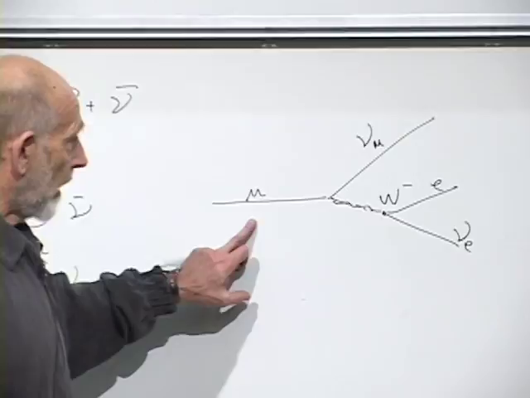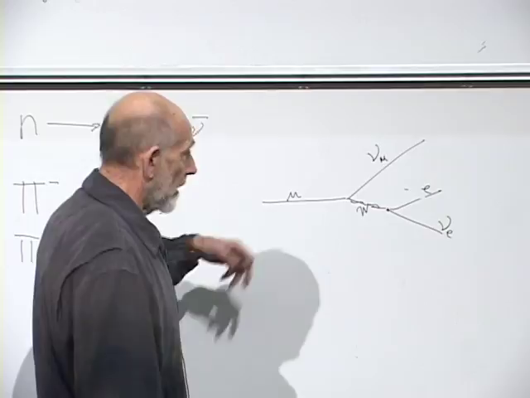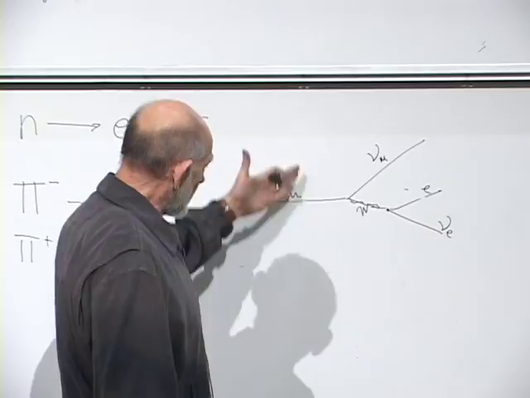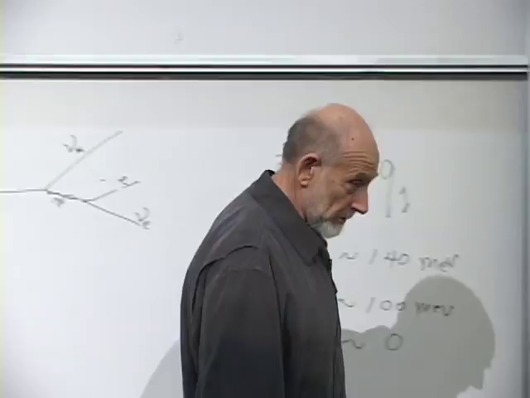The muon decays because it is sufficiently much heavier than the electron, about 200 times heavier than the electron. The neutrinos are practically massless, so the energy balance is you have about 100 MeV here, a half an MeV here, and the rest goes off in kinetic energy. So that's an example of what's called a purely leptonic process. No quarks in it at all.